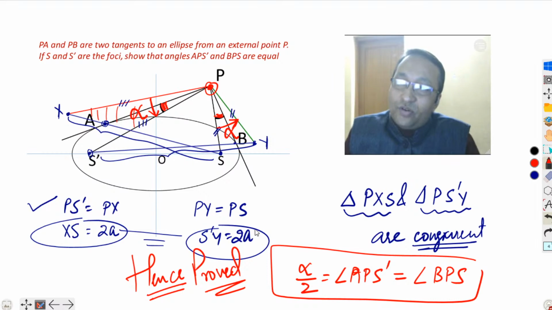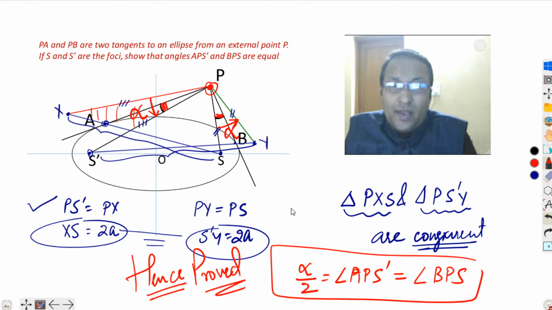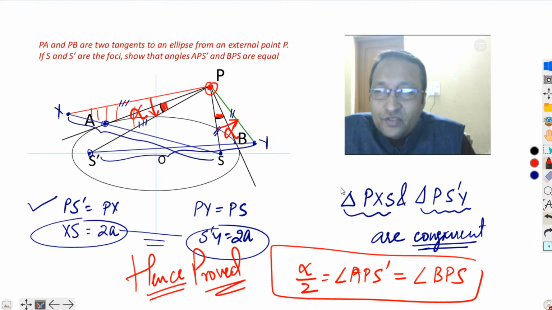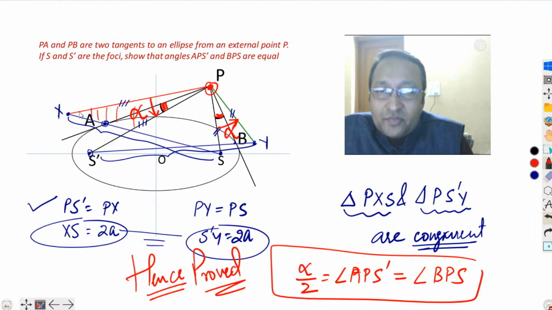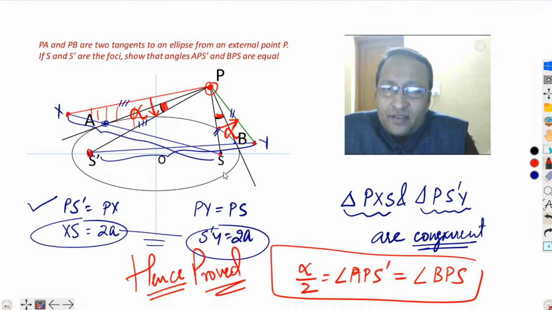Do let me know in the YouTube chat box if you have any queries or questions on this. I really love to take up all such problems which go with elementary geometry, particularly class 9th and 10th level, similar triangles, and a lot of propositions of conic sections can be proved through this.